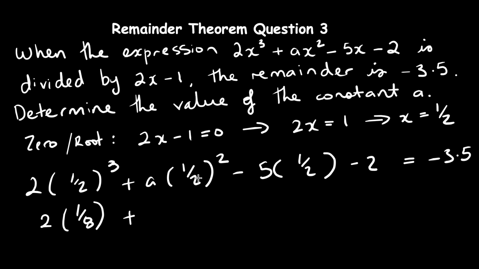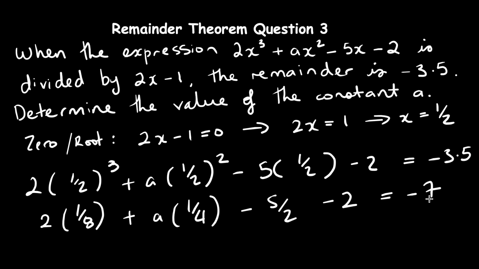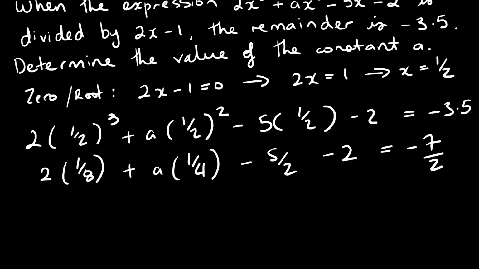Then we have a half squared here, which would give us a quarter on its own. So that's a times a quarter minus 5 over 2, because 5 over 1 times a half is 5 over 2, minus 2 is negative 3.5, or negative 7 over 2. We can just do that. All right, so let me get some space, and then we can just simplify and solve.